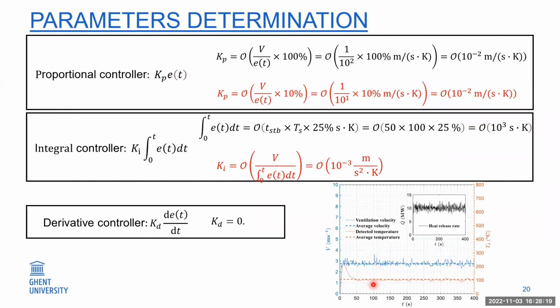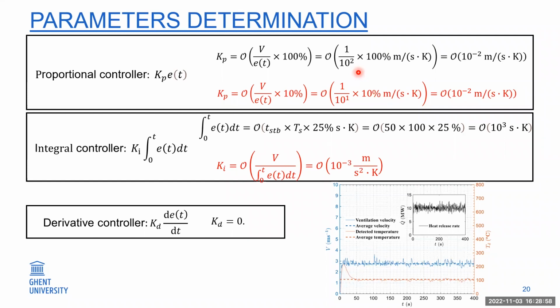In the second stage, the stable stage, the ventilation velocity is also in the order of 1, but the error function has now decreased. It is only in the order of 10. But in this stage, the proportional controller cannot be the dominant term in the controller, so we only set the fluctuation to be close to 10%. In summary, KP is in the order of 10 to the minus 2.